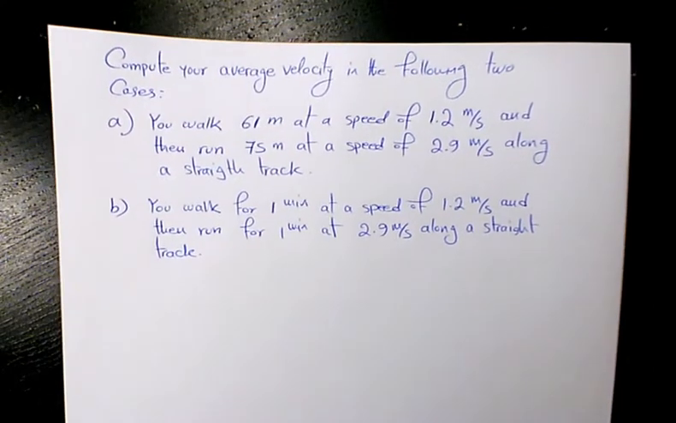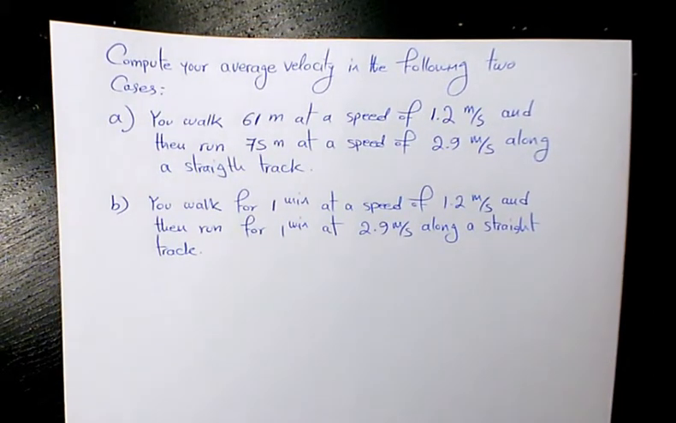In the next question, I want to compute your average velocity in the following two cases. Case A, you walk 61 meters at the speed of 1.2 meters per second and then run 75 meters at a speed of 2.9 meters per second along a straight track. So let's do A first.